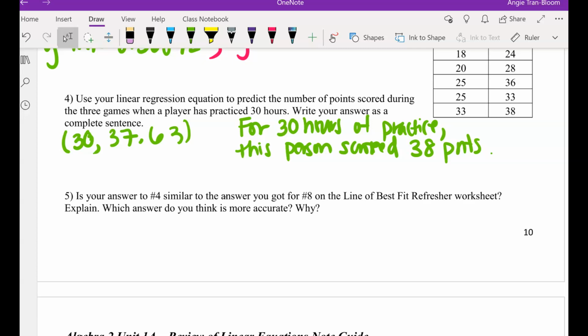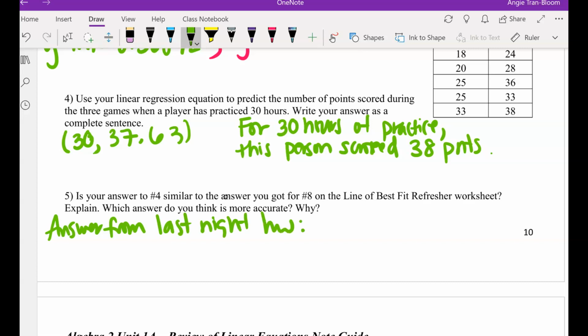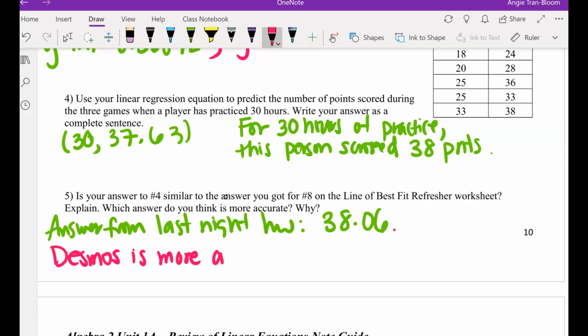The answer from your worksheet and the answer from last night's homework. One more time, what was the answer from last night's homework? 38.06. Okay. Now, which one is more accurate, Desmos or when we were doing it by hand? Desmos. Someone tell me why, though. Why is Desmos more accurate? What's the reason, Owen? It takes most of the human error out of the problem. Right. You're right.